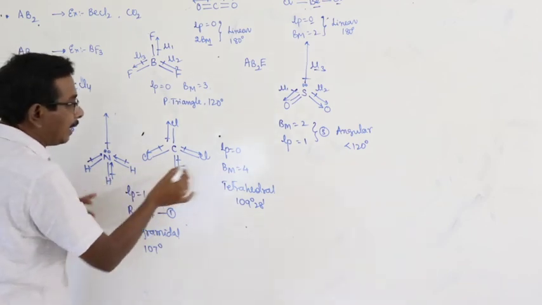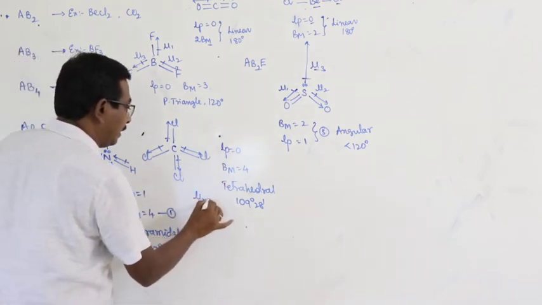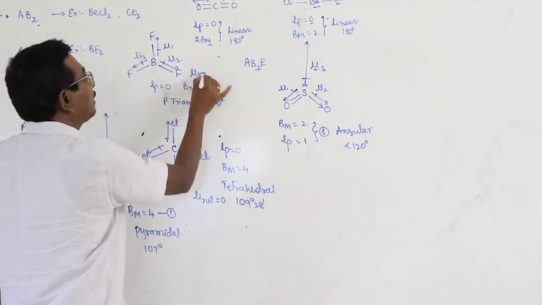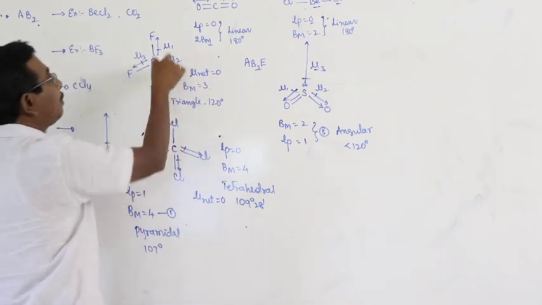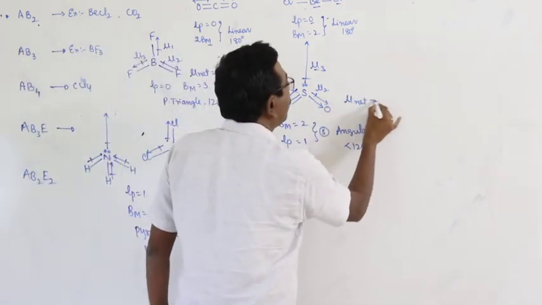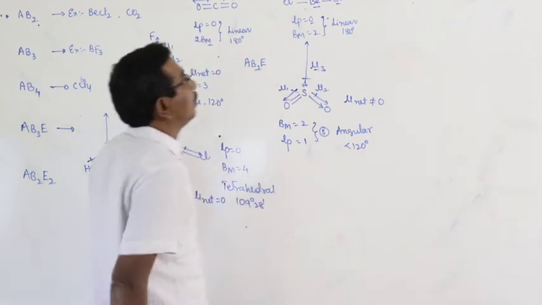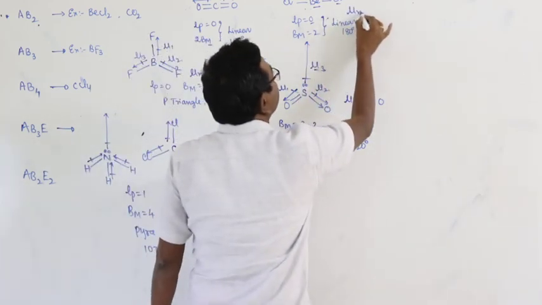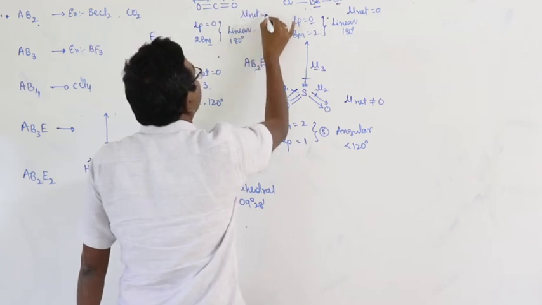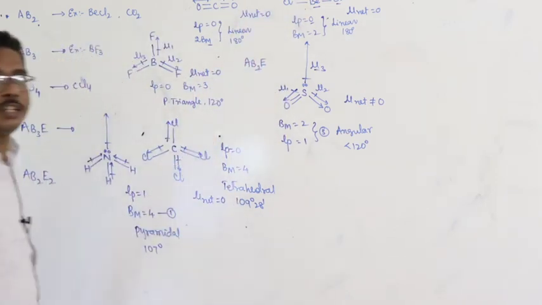Okay. And here, in this case, net dipole moment 0. In this case, net dipole moment 0. Why? All the bond moments are in opposite direction. Here, the net dipole moment is not equal to 0. Here, the net dipole moment is equal to 0. Here, the net dipole moment is equal to 0. Why is the net dipole moment equal to 0?